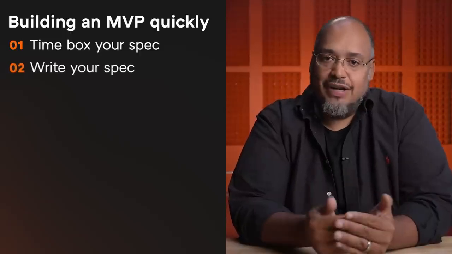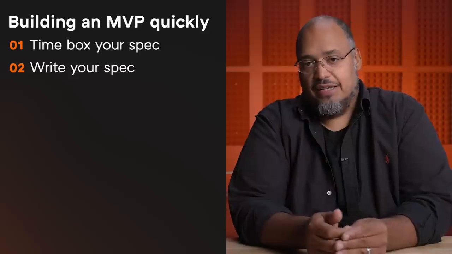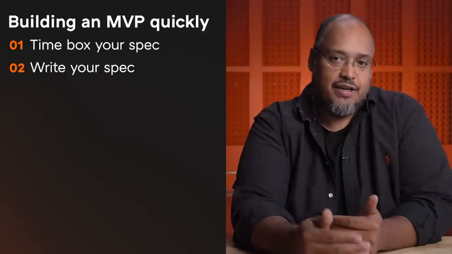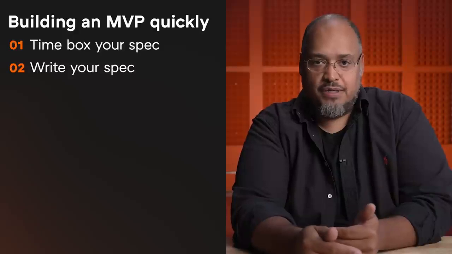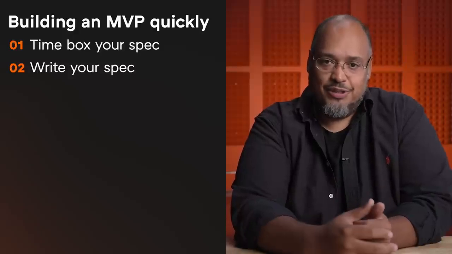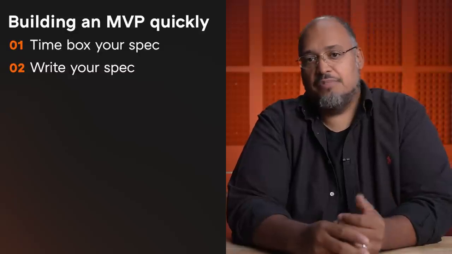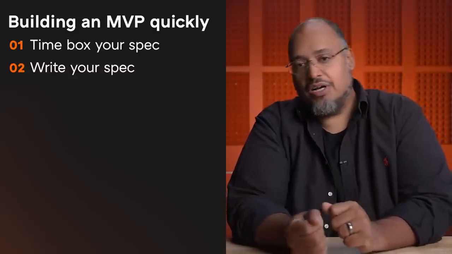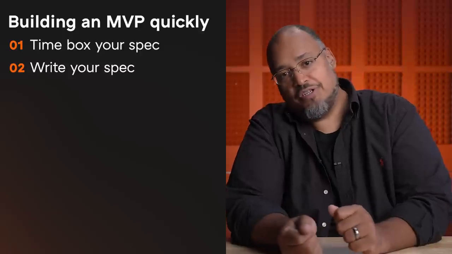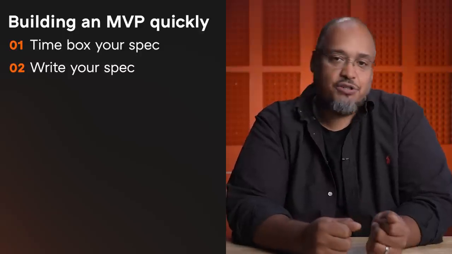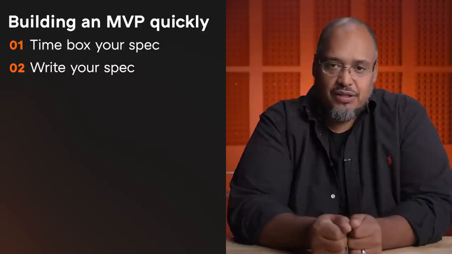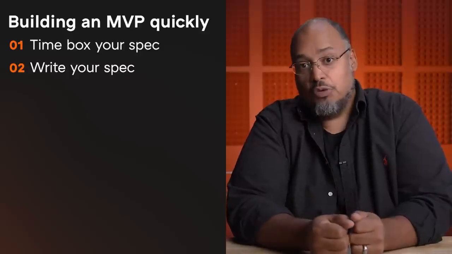Second, write down your spec. If you think that there are 5 or 10 features required in order to launch an MVP, write them all down. Don't put yourself in the position where you're constantly trying to figure out, should we have that feature? Should we not have that feature? I don't remember the feature we talked about the other day. How should it look? How should it work? If you write it down, then you can just focus on building instead of continuously debating what should be built.